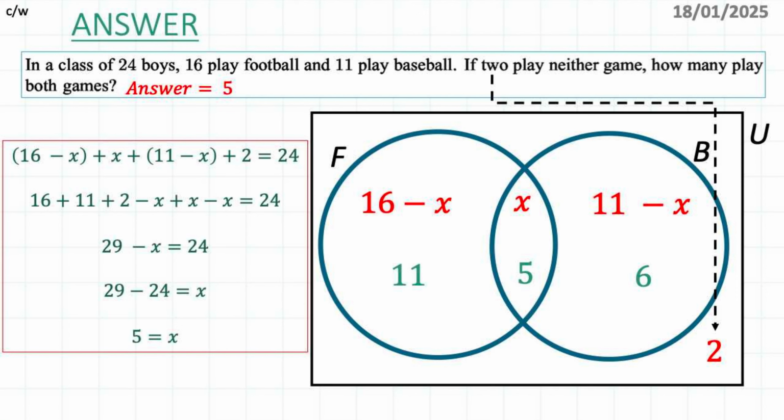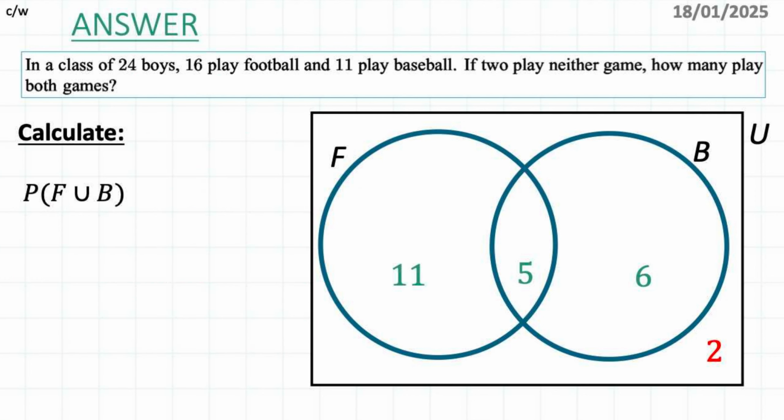Once I have 5, I can then answer some probability questions. So for example, if they ask me to calculate the probability of football union baseball, which means someone either plays football or baseball, remember, this is calculated either directly by taking these numbers, 11, 5, and 6. I can see what that will be. So that will be 22 out of 24.